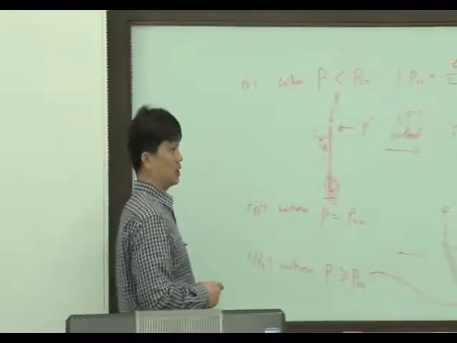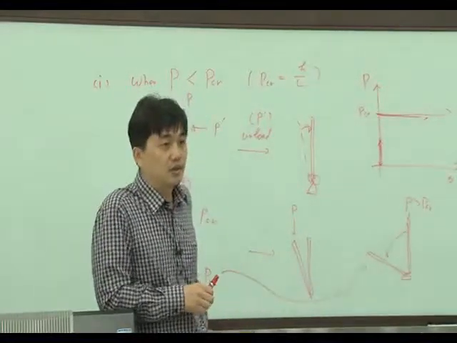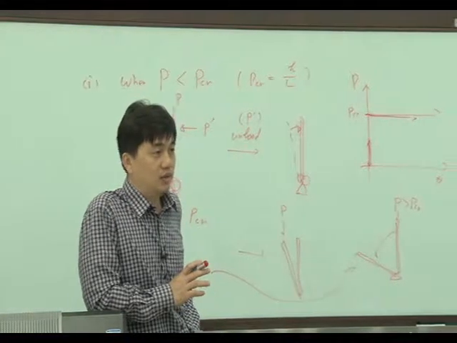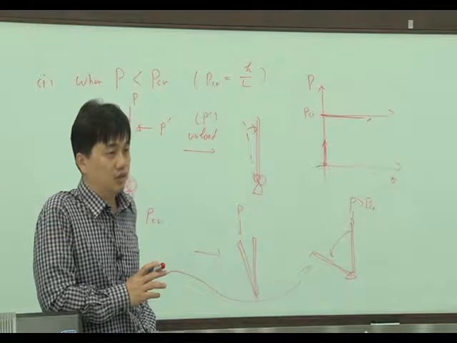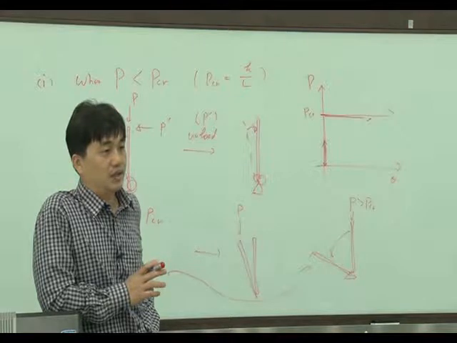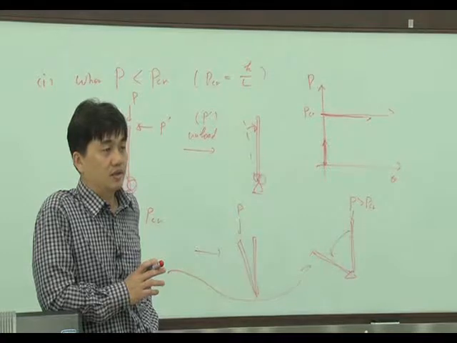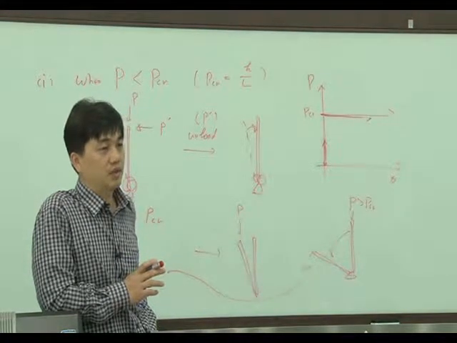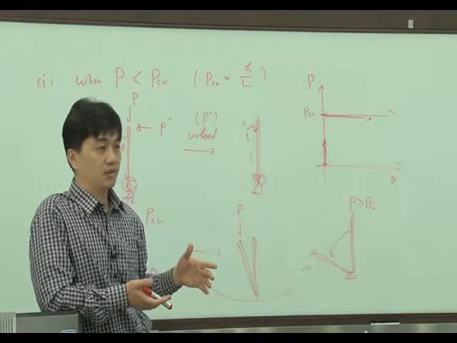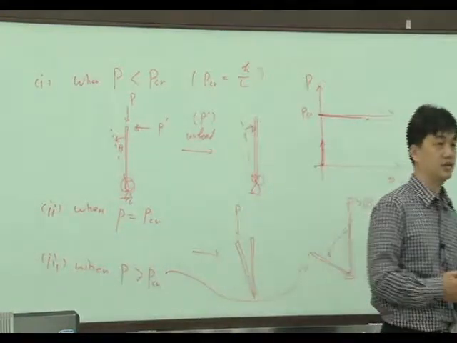So here PCR is a critical load. Actually, we are saying that's the buckling load. Buckling load is very important. If the applied load is smaller than the buckling load, we are saying the structure is stable. But if the applied load is bigger than the buckling load, it collapses. We are saying that's the buckling load. So, understand? Any questions?